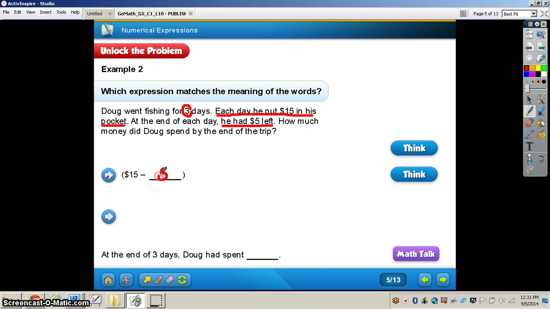and subtract 5 from it. Why is it 5? Because he always had $5 left. And then the answer would basically give you how much money he's spending each day. Okay?